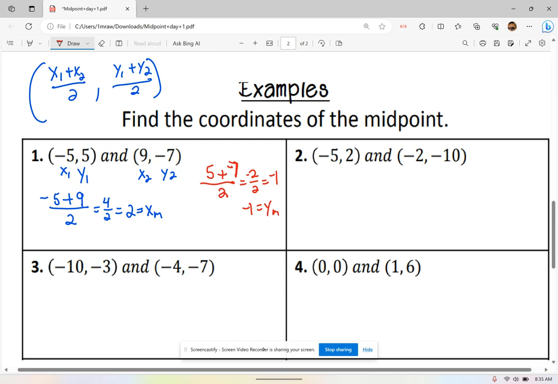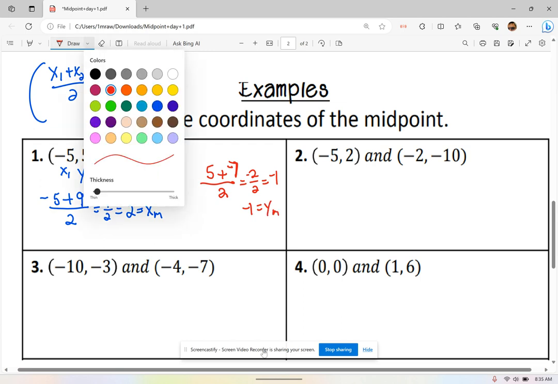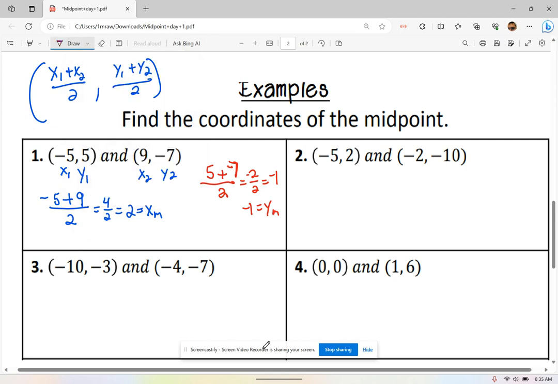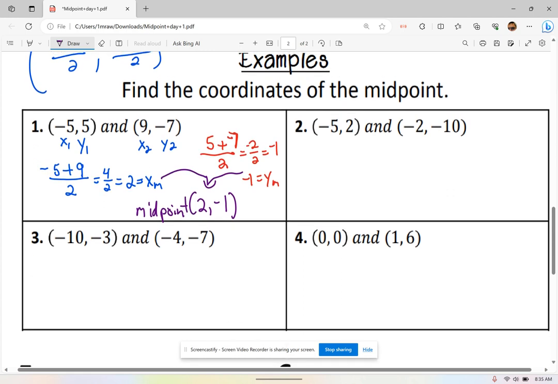So I take these two values together, right? My x sub m and my y sub m, and I get my midpoint 2 comma negative 1. So this would be my midpoint of the graph, right? Okay, let's try it a couple more times, okay?